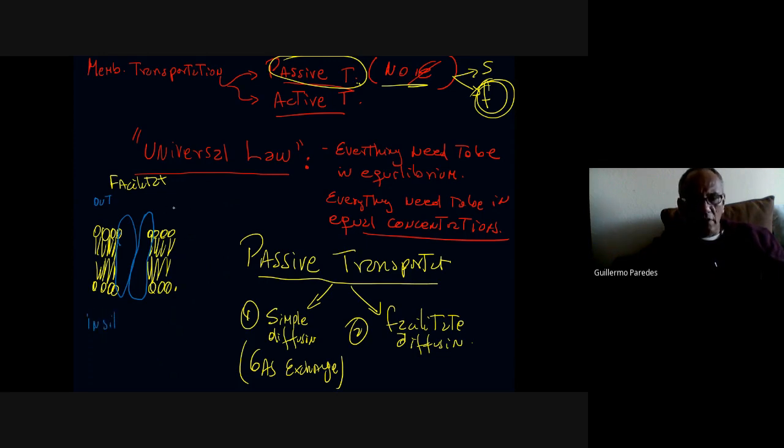So when you have, for example, a big amount of glucose, we represent it like this: glucose, glucose, glucose. And here inside we have a little bit, two or three glucose, very poor in glucose. So what happens? They go from high concentration to low concentration, but they need to pass through a protein. Why is that? Because the glucose molecule is much bigger than oxygen or carbon dioxide.